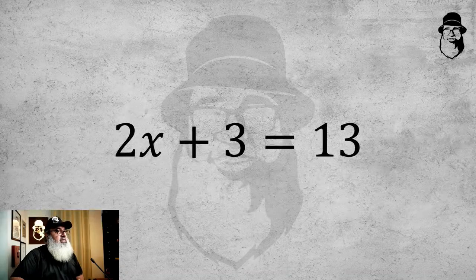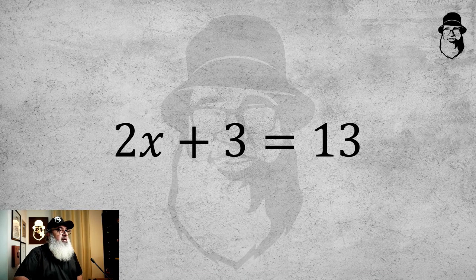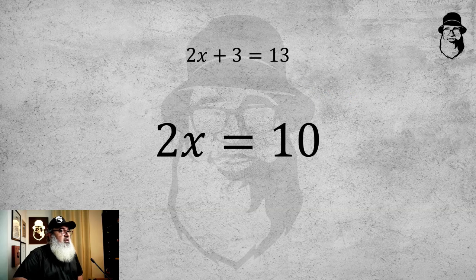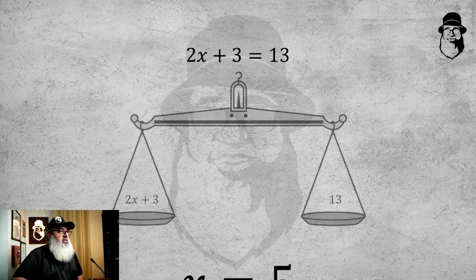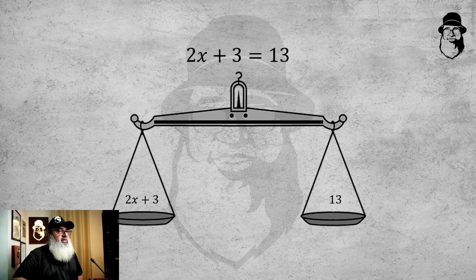In the last lesson, we solved 2x plus 3 is equal to 13. We took 3 from 13 to get 2x is equal to 10. Then we divided 10 by 2 to get x is equal to 5. And it is useful to think of a pair of scales when solving equations.